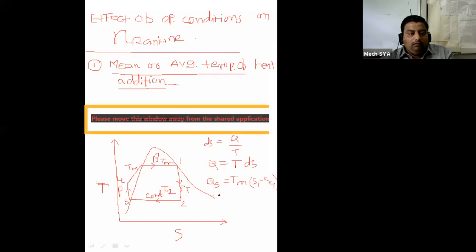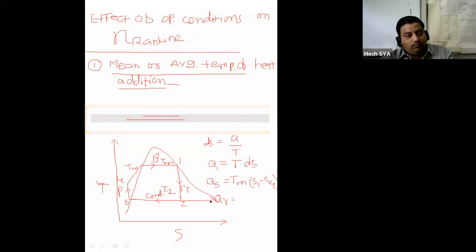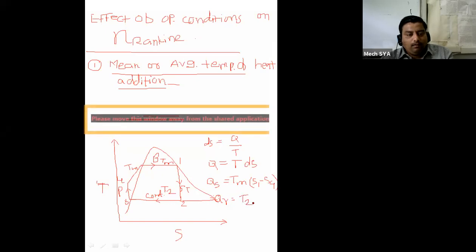And here the heat rejected will also be calculated during heat rejection. We know that this is a phase change process. 2 to 3 happens entirely in the phase change, and during this, from this point to this point, the temperature will remain constant. So T2 is equal to T3, because this point is inside the curve in the phase change process, and inside the curve the temperature always remains constant. Therefore heat rejected is T2 into bracket S2 minus S3.